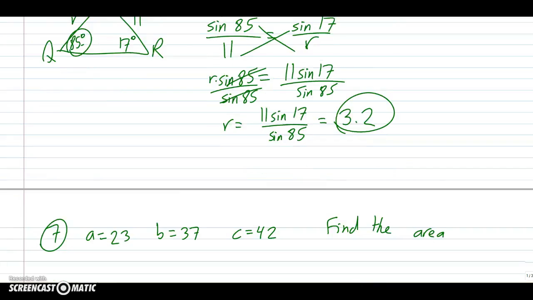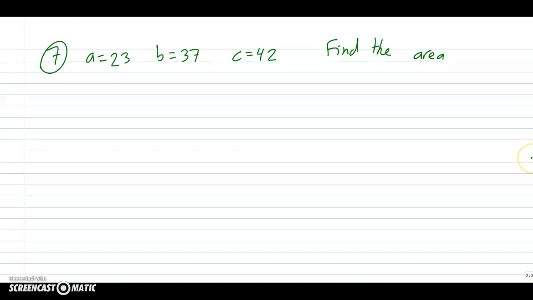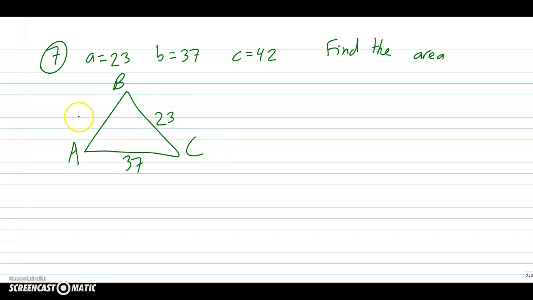Number 7. We have A is 23, B is 37, C is 42. So we're going to have a triangle with A, B, and C. It tells us all the letters: side A is 23, B is 37, C is 42. And it wants us to find the area. Well, the area formula for an oblique triangle, one that's not right, is 1/2 AB times sine C.